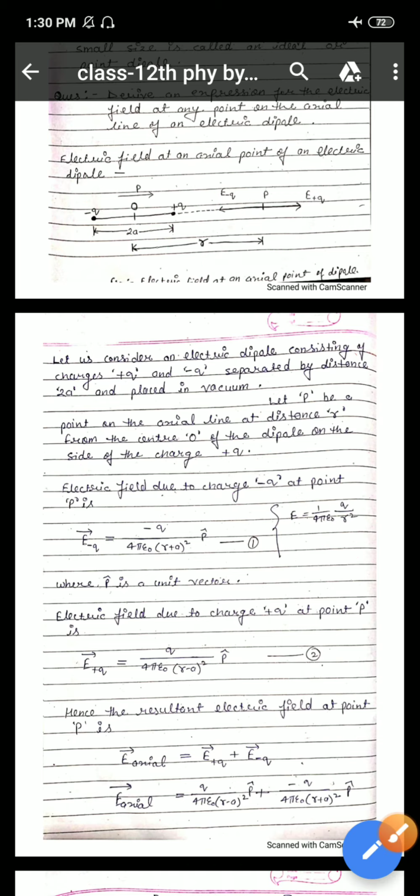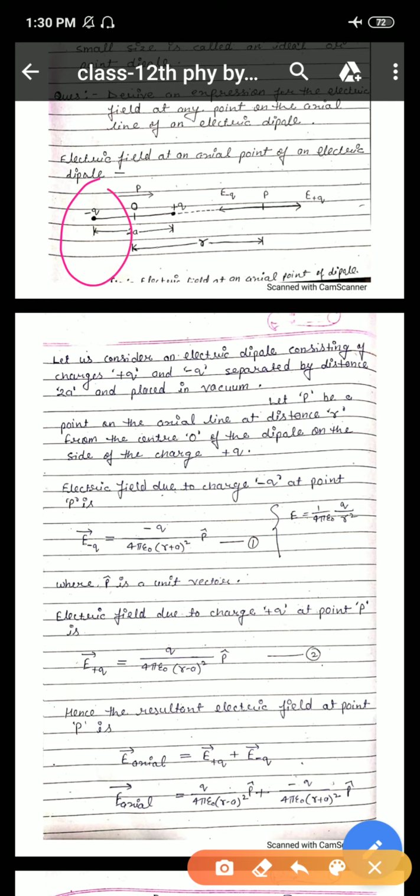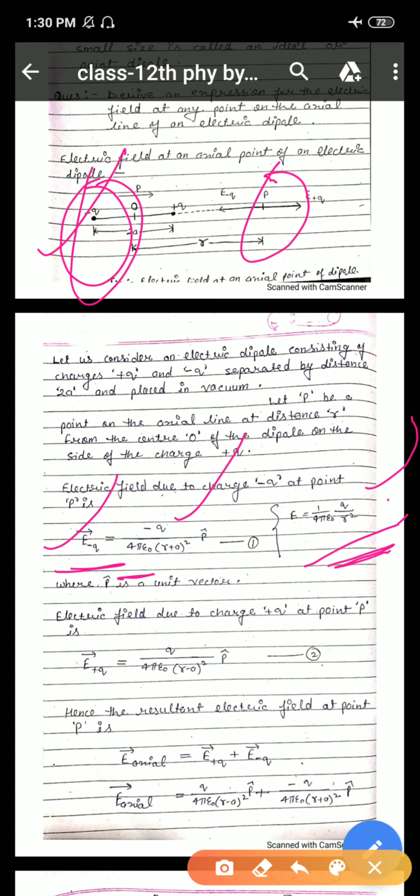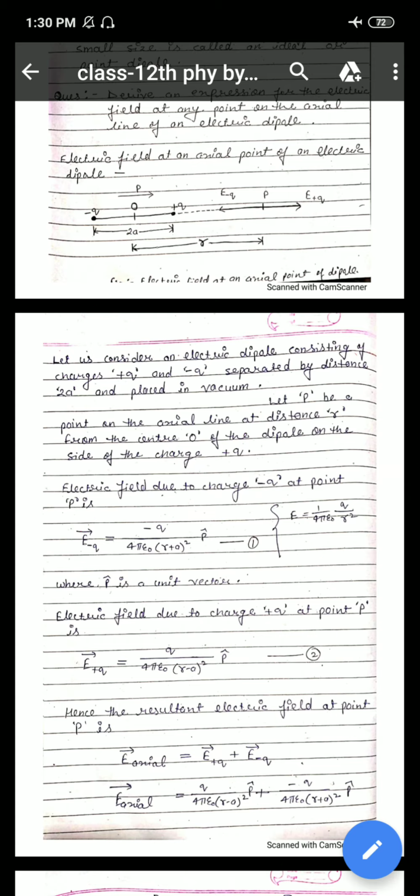Okay, we are calculating the electric field due to minus q at point P. Apply this formula: the electric field for the minus charge q is 1 upon 4 pi epsilon naught, times the charge, so we are taking minus q, then divided by the distance r square. Now, what is the value of r square?